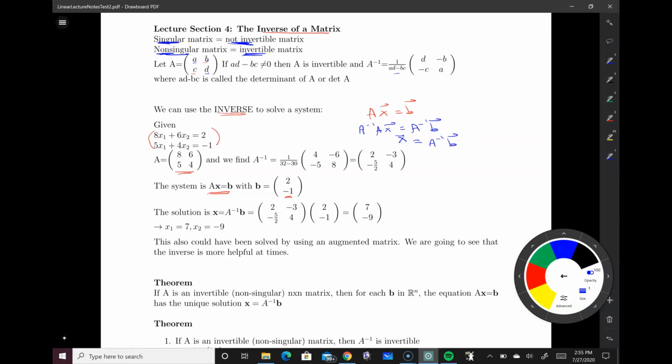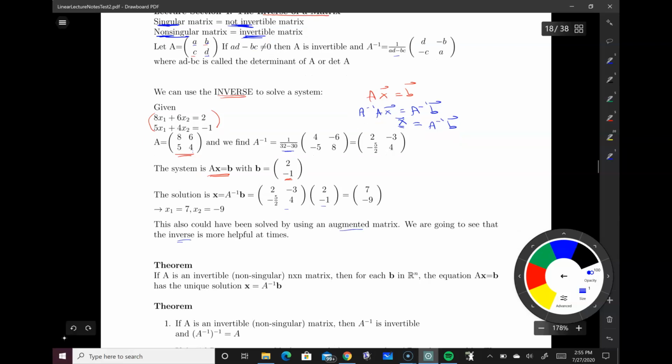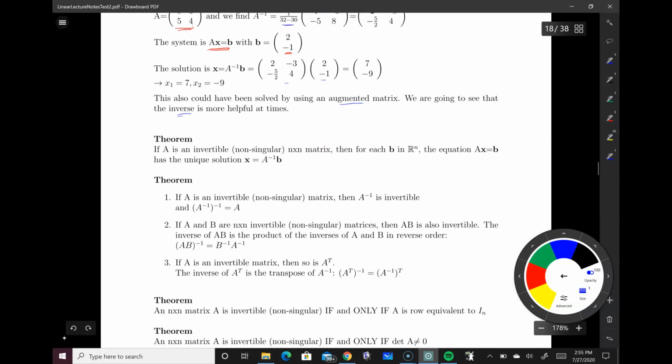You know how to pick that out. So finding the inverse is 1 over 32 minus 30. That's the number in front, that's the determinant. I switch the things on the diagonal, and I take the opposite on these two other entries. And I'm going to take the time to multiply the number 1/2 in. All right, so to find what X is equal to, I'm going to take the A inverse times the B. So the A inverse matrix times the B gives me 7, -9. This is the exact same answer I would get from the augmented matrix. But we're going to find out that sometimes the inverse is going to be helpful.